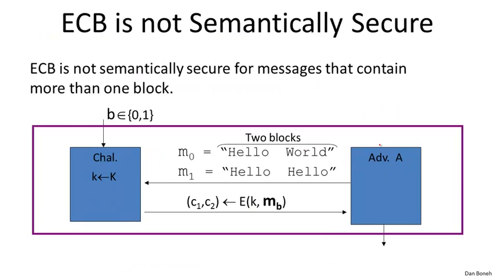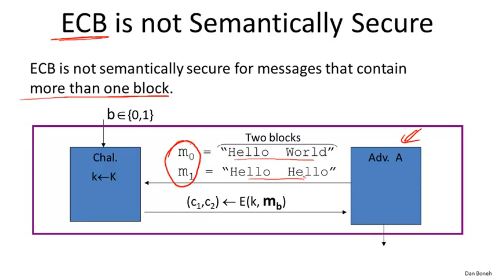Okay, so the first thing we want to show is that the mode that we just looked at, electronic codebook, is in fact not semantically secure. And this is true as long as you're encrypting more than one block. So here's an example. Suppose we encrypt two blocks using a block cipher. Let me show you that electronic codebook would not be secure. So here's what we would do. We're the adversary, so we would output two messages, M0 and M1, where in one message the blocks are distinct, and in the other message the blocks are the same. The two blocks are equal to one another.